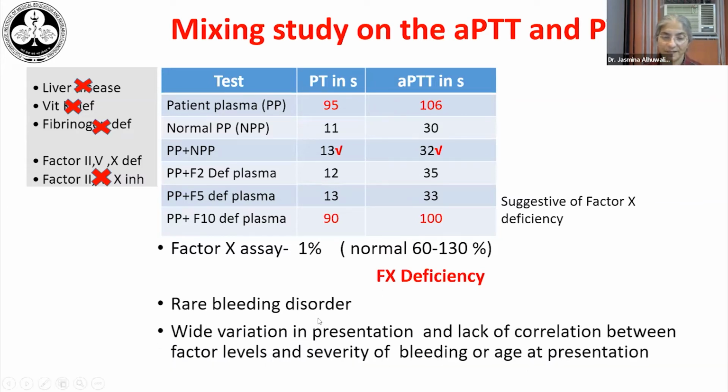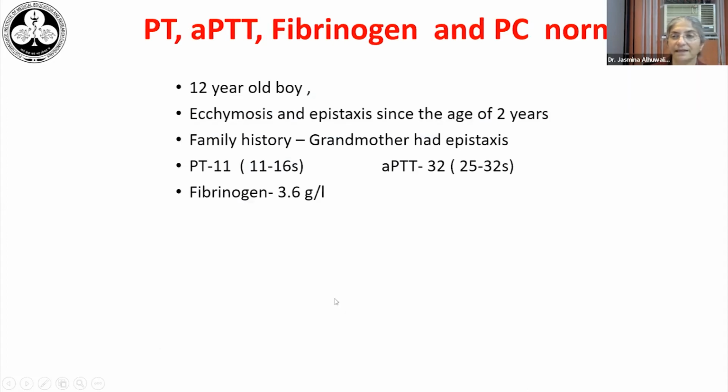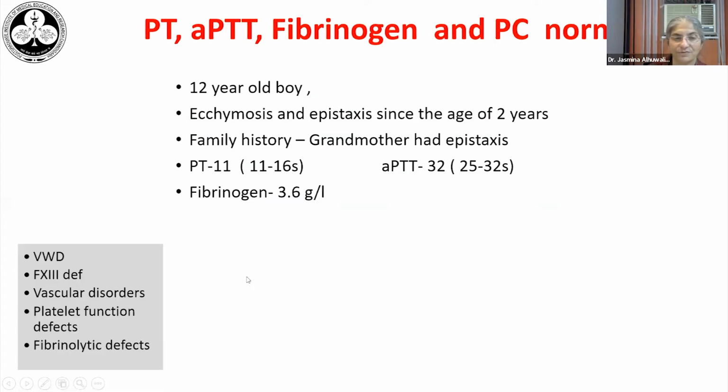Factor 10 is also a rare bleeding disorder with the same findings which I have already discussed in factor 7 deficiency, in terms of its lack of correlation with the factor levels and bleeding, and the time of presentation and severity of bleeding. A 12-year-old boy came with ecchymosis and epistaxis since the age of 2 years. He had a positive family history. His grandmother had epistaxis. The PT, APTT, and fibrinogen were normal.